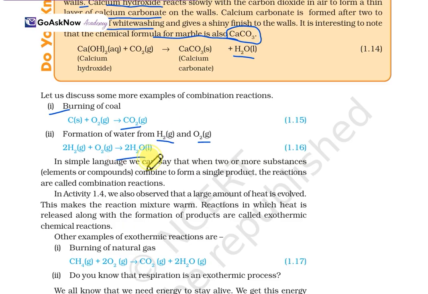In simple language, we can say that when two or more substances, elements, or compounds combine to form a single product, the reaction is called a combination reaction. This is a very simple definition of the combination reaction.